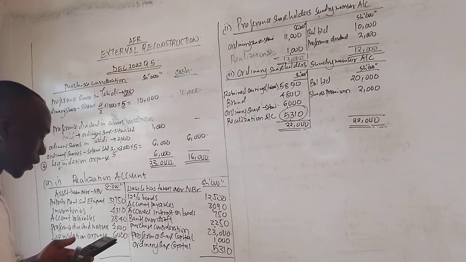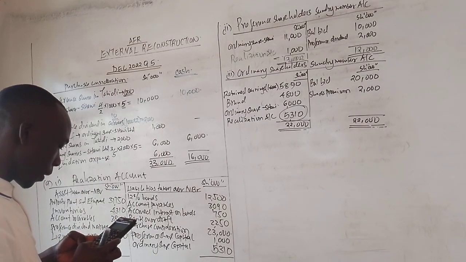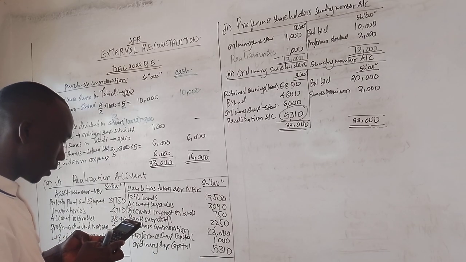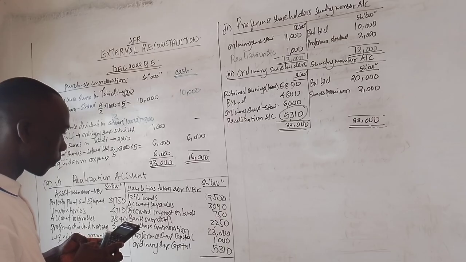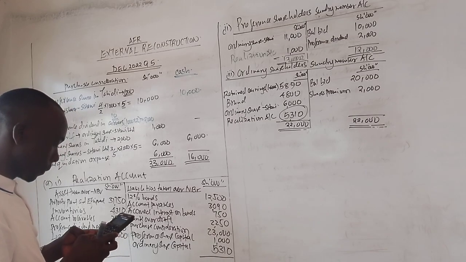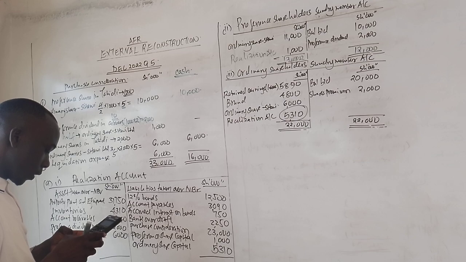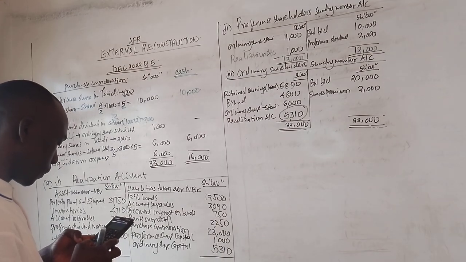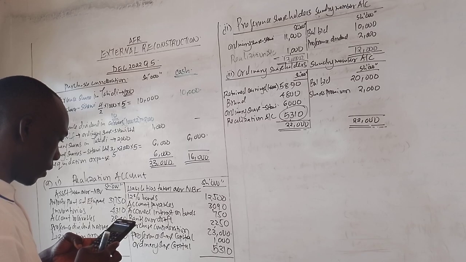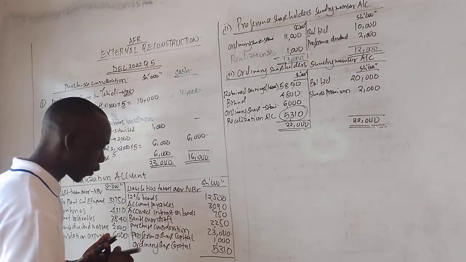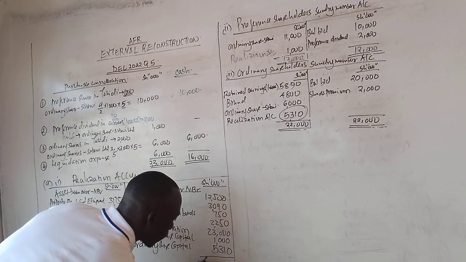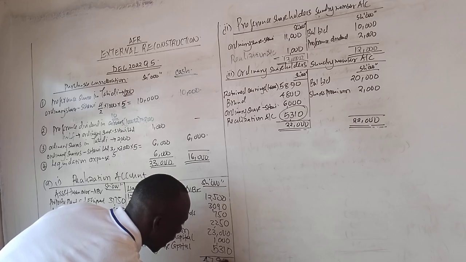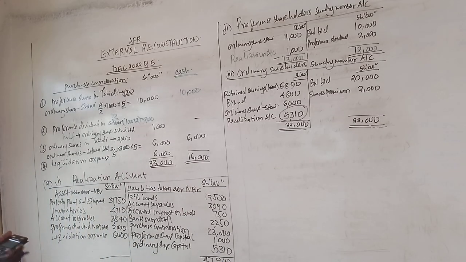Let us start with the credit side. It is 12,500. Then we add 1,390. We add 750, 2,250, 23,000, 1,000, 5,310. So we are getting the total of 47,900. The total is 47,900.